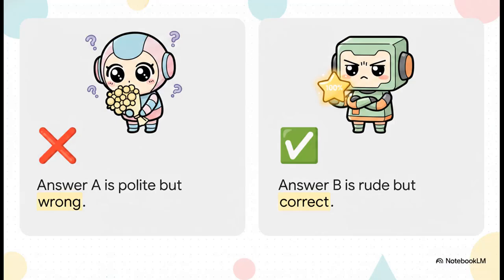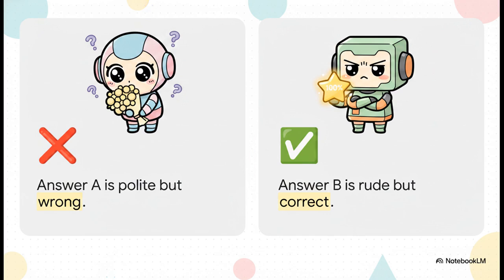Okay, let's actually put this logic to the test with a quick real-world pop quiz. This is the exact kind of scenario you are going to face on your dashboard. Imagine an AI gives you two responses to a really complex prompt. Answer A is incredibly polite, it's perfectly formatted, but it's completely factually wrong. Then you've got answer B. It's rude, it's abrasive, kind of mean even, but it is factually correct.